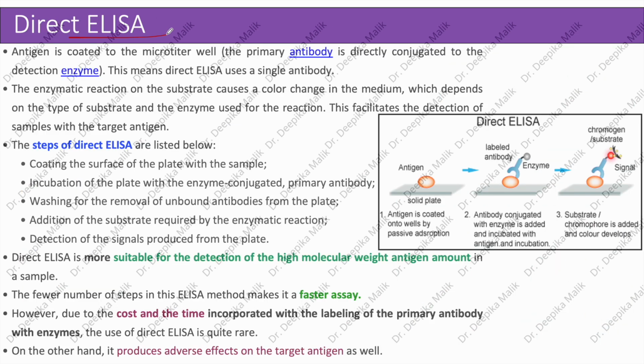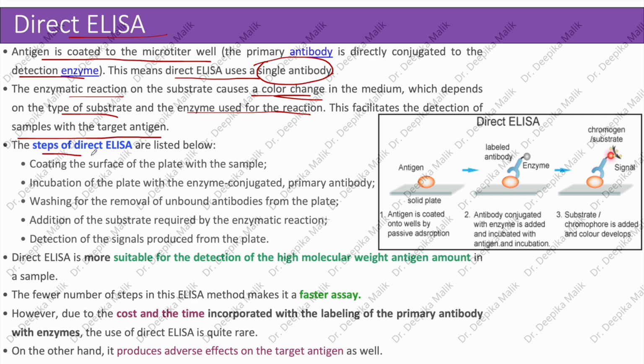Direct ELISA. Here, antigen is coated to the microtiter well. The primary antibody is directly conjugated to the detection enzyme. This means direct ELISA uses a single antibody. The enzymatic reaction on the substrate causes a color change in the medium, which depends on the type of substrate and the enzyme used for the reaction. This facilitates the detection of samples with the target antigen.